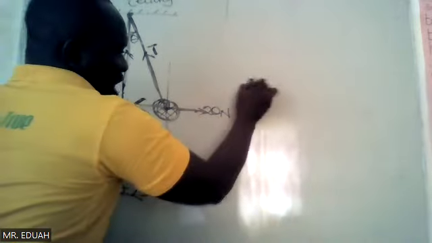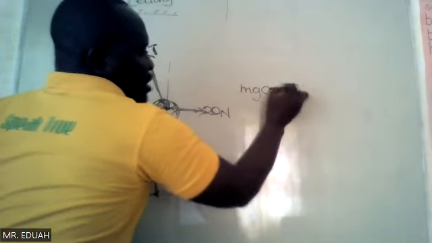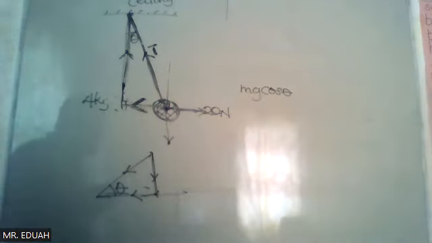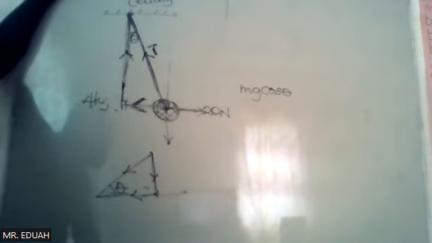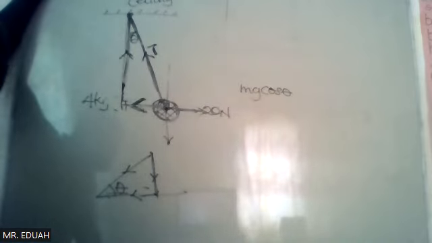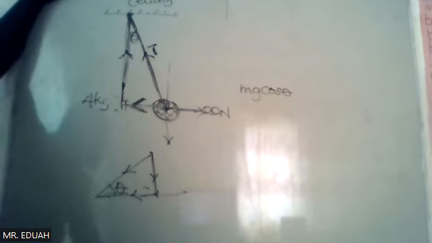mg cos theta. Come again. mg cos theta. Lizzie, I will not accept mg cos theta. Think through and come again. Why am I not accepting mg cos theta, class? mg sin theta. I will not accept mg sin theta.